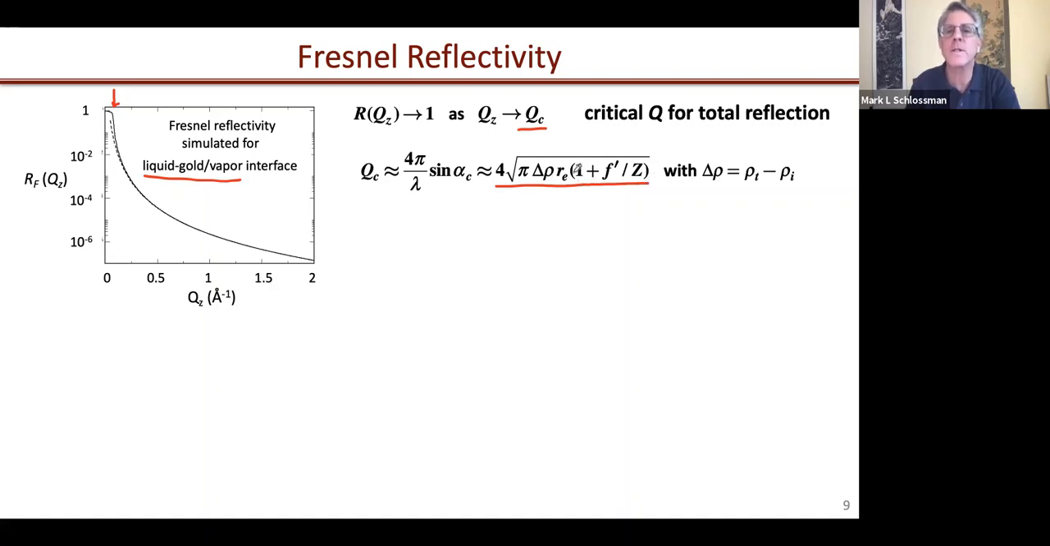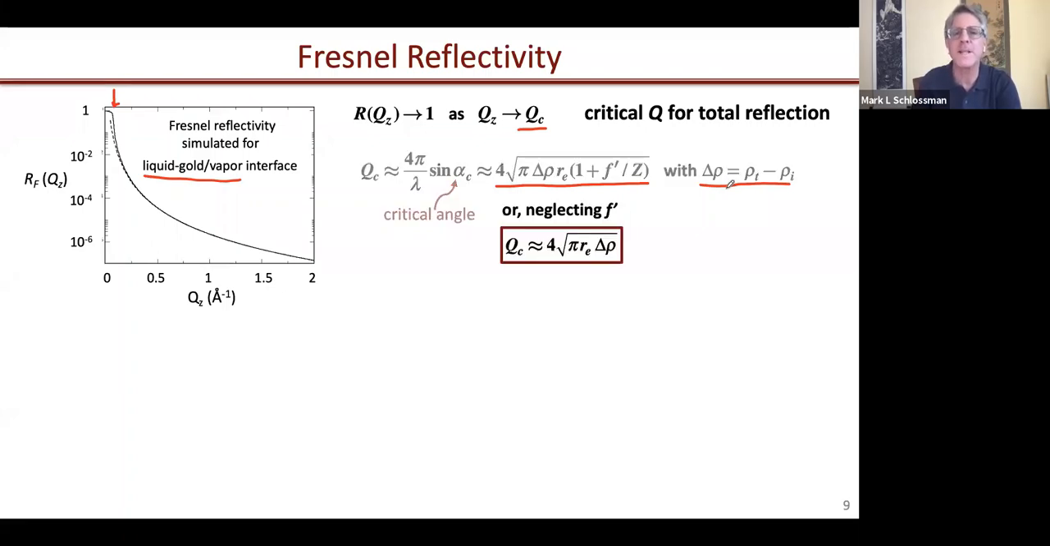You can see that it goes like the square root of delta rho, where delta rho is the difference, that is, the electron density in the lower bulk phase, that is the phase that has the transmitted wave, what I call rho sub t, minus the electron density in the upper phase, the phase that has the incident wave, rho sub I. Sine alpha C is the critical angle, as I said. Now I'm going to neglect f prime, which is often appropriate, not always, but often. And we get this rather simple expression for the critical Q. It just has these constants times the square root of this delta rho.